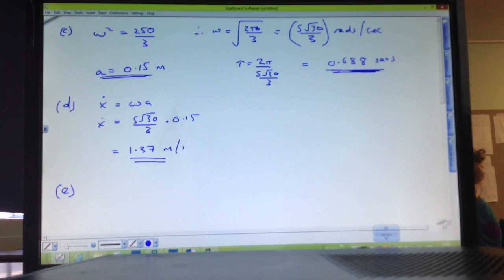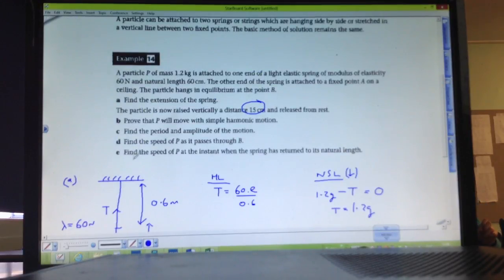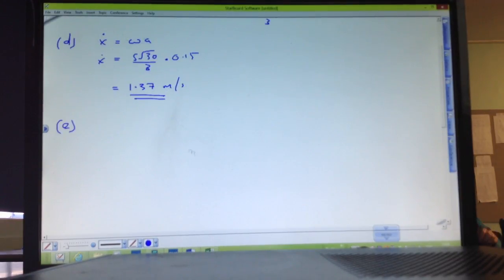Right, part E. Part E, back there, that's what it says. Find the speed of P at the instant when the spring has returned to its natural length. So here we go, back over the page. Right, so what goes on is that, going back to its natural length, do you agree that its natural length is when you've got a situation, there's no need to draw a sketch here, I'm just doing it to make it obvious to you. There's its natural length here, 0.6 I think it was, wasn't it?